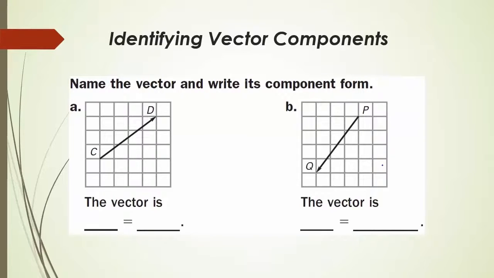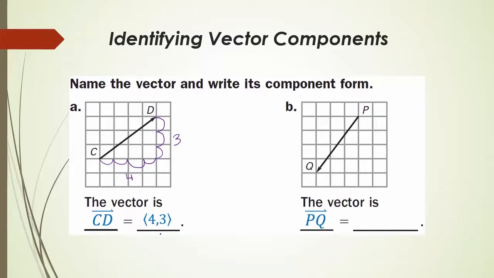Example number 2, identifying vector components. We are to name the vector and then write its component form. Naming the vector is really easy. You're just going to tell me what the initial and terminal point are, and don't forget the little half arrow on the top. The vector is CD. To write the component form, we are going to go from our initial point to our terminal point. To go from C to D, I'm first going to look at my x direction. From here to where D is, I'm going 1, 2, 3, 4 units to the right, so it's positive, and then 1, 2, 3 units up. So the component form is <4, 3>, where 4 represents the x direction and 3 represents the y direction.